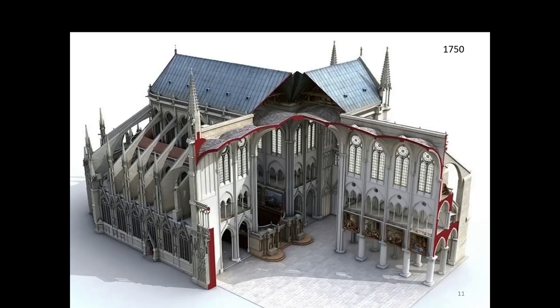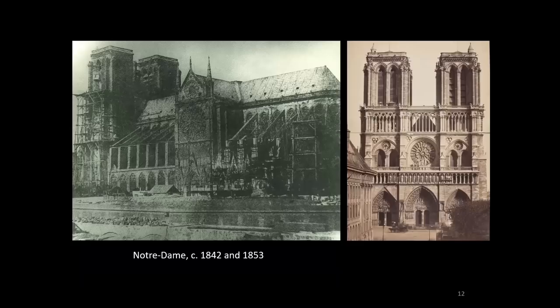Perhaps not quite as dark as it is today, because a lot of the glass now is 19th century and is very much darker than the medieval glass, but a lot of that had been removed so that Notre Dame was transformed into this kind of glass house that we see here. So this building, real and imagined, changes constantly through the course of its history.